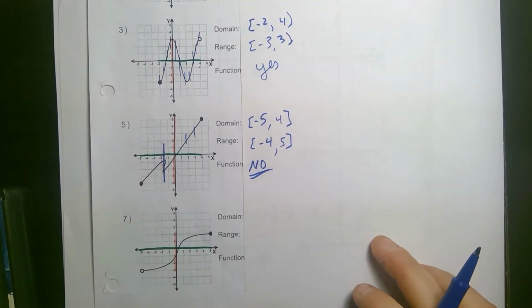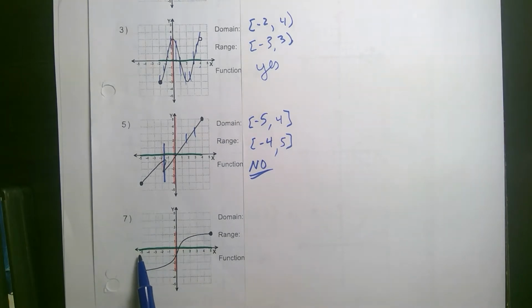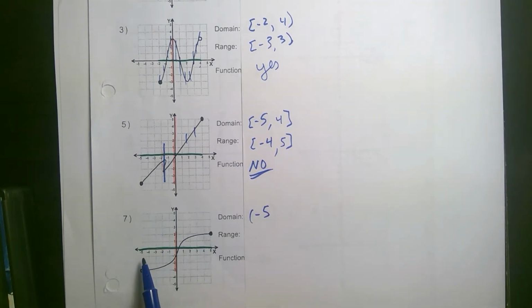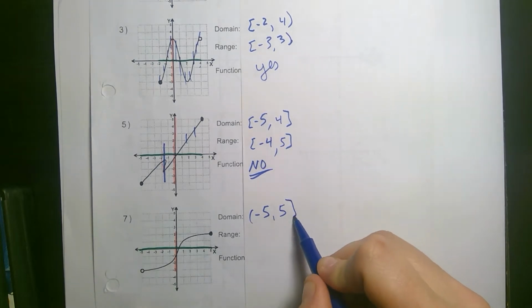All right, next one, same thing, my domain. How far left does this thing go with the x's? It goes all the way to -5, but with an open circle, so -5 with a parenthesis. And then how far to the right does it go? All the way to +5, this time with a closed dot, so 5 with a bracket.